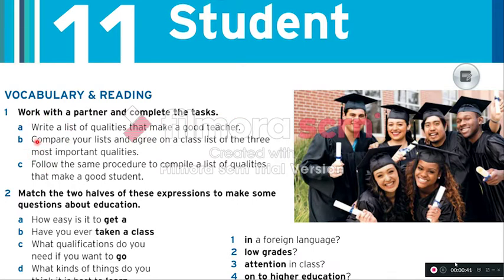The first one is that you're gonna write a list of qualities that make a good teacher. Okay, so in pairs with your partner, you're gonna choose what qualities make a teacher a good teacher. You can say things like that the teacher is always on time, that he has a good attitude, that he knows what he's saying, or any other qualities that you think make a good teacher. And in pairs, you're gonna compare your lists and choose which are the three most important qualities. And when you finish, you're gonna do the same, but now talking about a good student instead of a good teacher. All right? So do it, and when you finish, we'll continue.